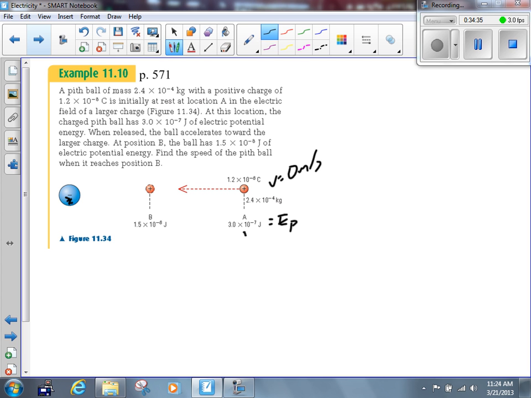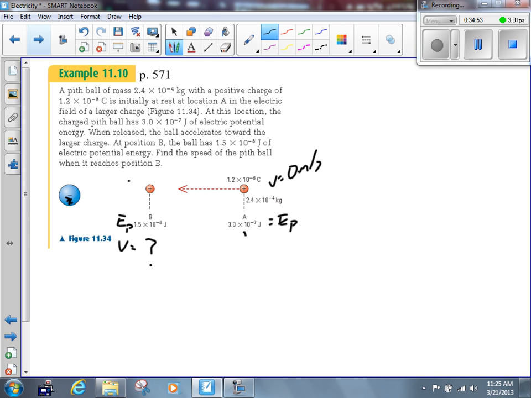At position B, it has 1.5 times 10 to the negative 8 joules of potential energy. We want to find the speed of the pith ball when it reaches position B.